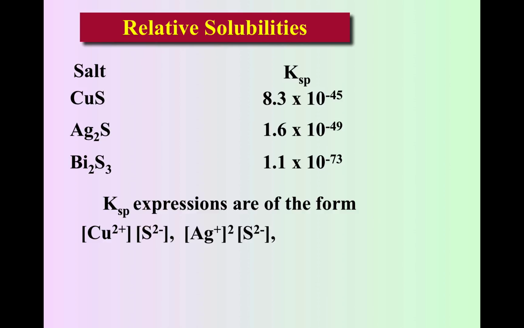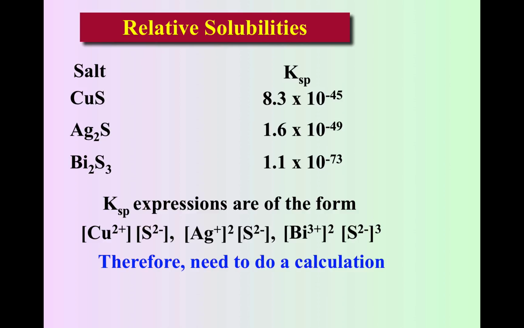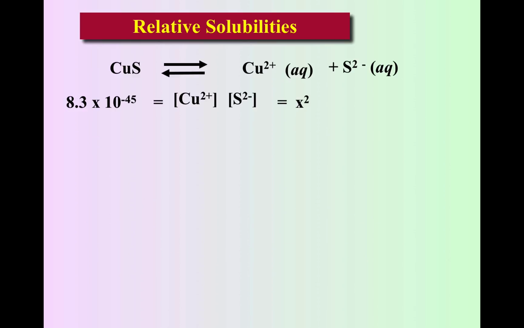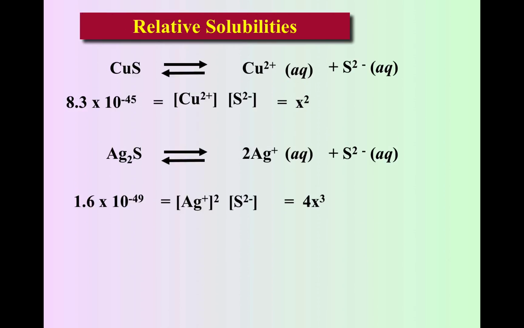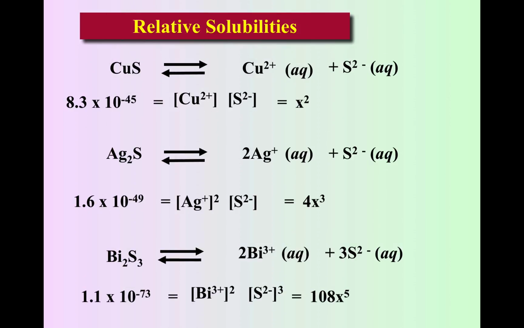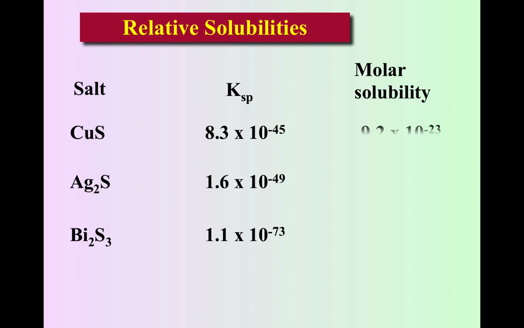But when you solve for X for these, you get X squared equal to Ksp for copper sulfide. You get 4X cubed equal to Ksp for silver sulfide. And you get 108X to the 5th power when you're solving for the solubility of bismuth sulfide. So when you solve for X in these, it turns out that the most insoluble one was the copper sulfide. Even though it looks like it has the larger Ksp value, less of it's going in because of how you solve for it.